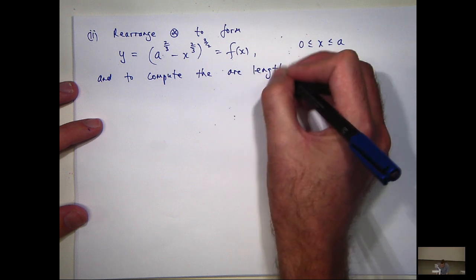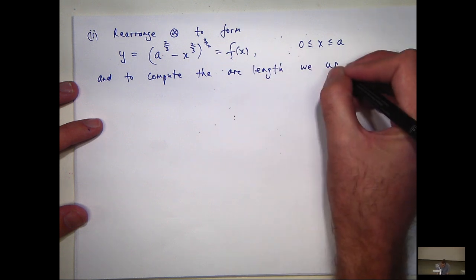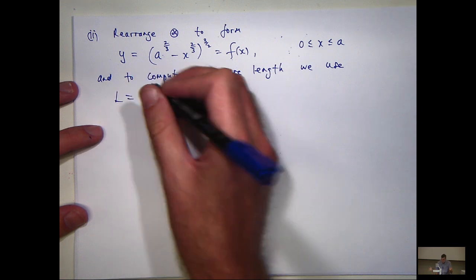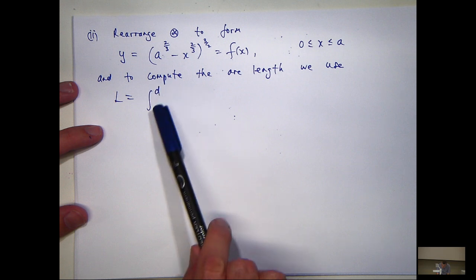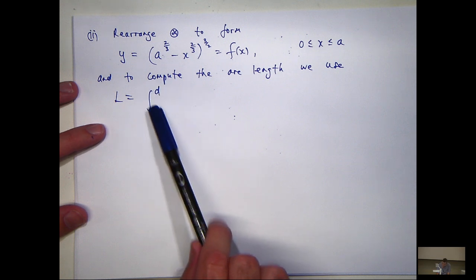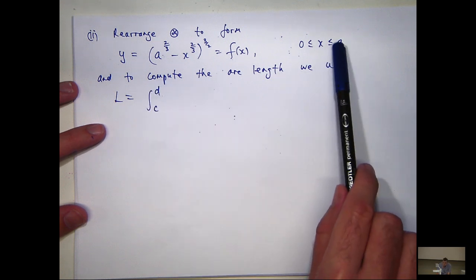So to compute the arc length, we use the following. Now I'm going to use C and D here. In the first example I used A and B, but the A could be confused with that, so I'm going to use C and D here.